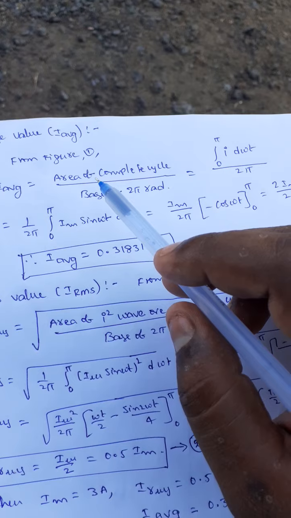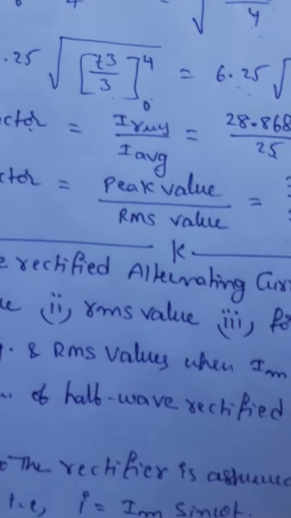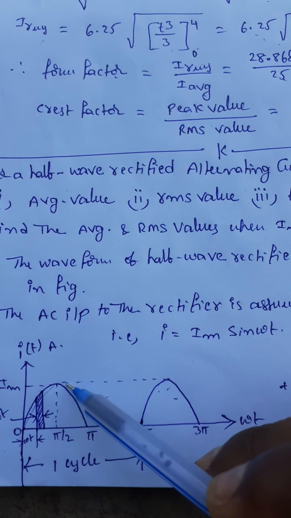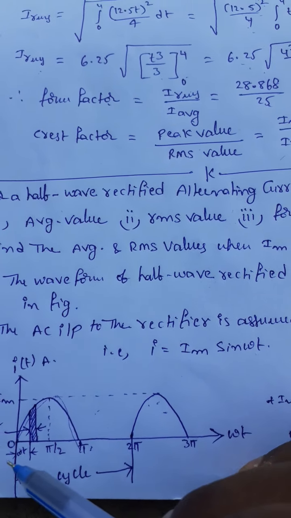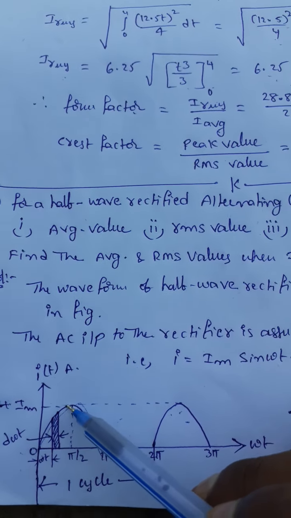Average value is equal to the area of one complete cycle divided by the base of 2 pi radians. So how to find the time period? This is the waveform starting here and ending here. So the time period is pi. The complete base is 2 pi. So the maximum value is Im.